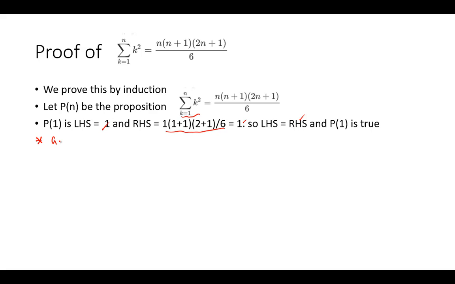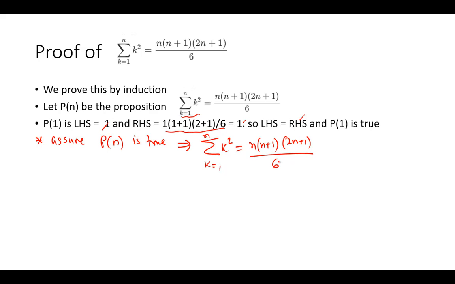So the next step is we assume that Pn is true. That means we assume that the sum of k squared from k equals 1 to n is n times (n plus 1) times (2n plus 1) over 6. So now let's look at the proposition Pn plus 1. That proposition is the summation of k squared from k equals 1 to n plus 1.